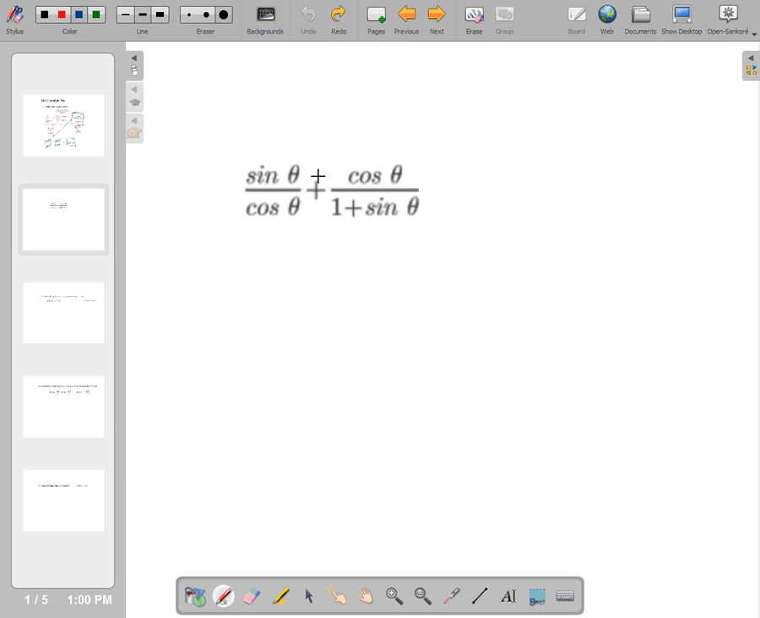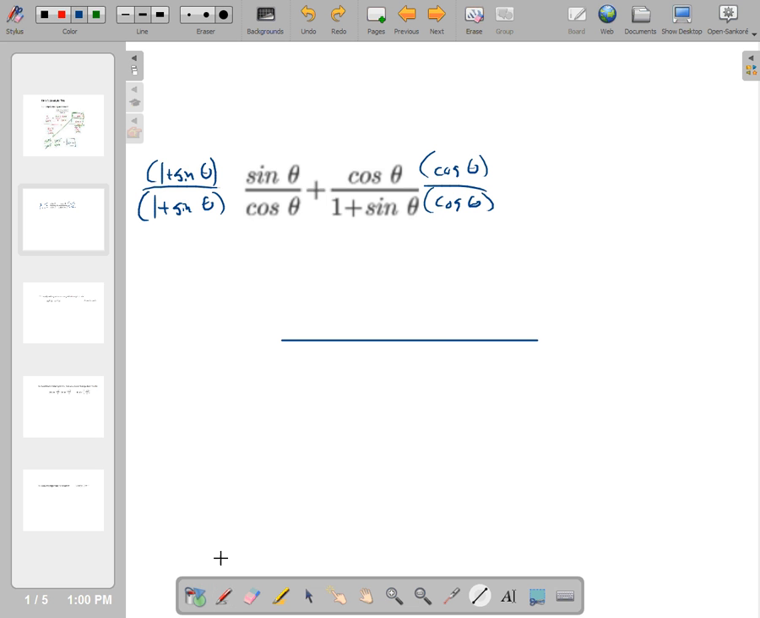Let's try another one. Sine of theta over cosine of theta. I can't convert to sine and cosine because it's already done, and I don't see anything squared or any identity, so I'm going to have to just get a common denominator. This guy needs a 1 plus sine of theta, which if you do it in the denominator, you have to do it in the numerator. And this guy needs a cosine of theta. Same deal. So now I have my new fraction. I know my denominator is going to be 1 plus the sine of theta times the cosine of theta.